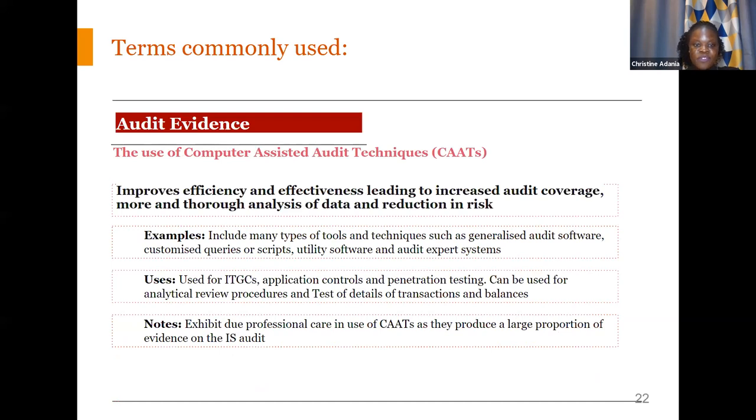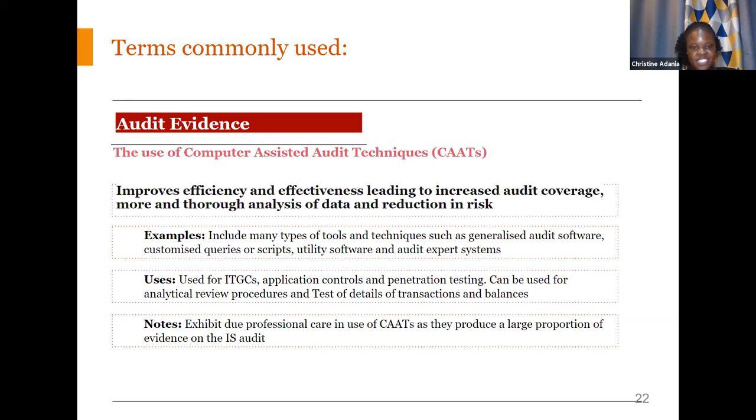We have use of computer assisted audit techniques, which most of you know as CATs. Why are they used? They improve efficiency and effectiveness, leading to increased audit coverage and also reduction in risk, because you can perform 100% tests for the population. So examples would include generalized audit software, customized queries, scripts, utility software, and audit expert systems.